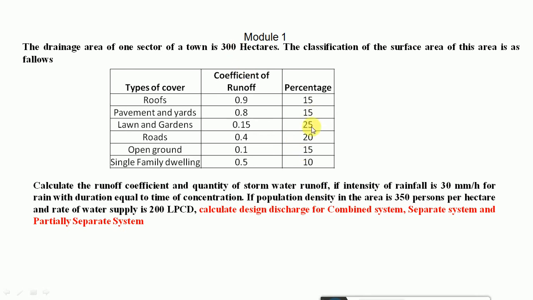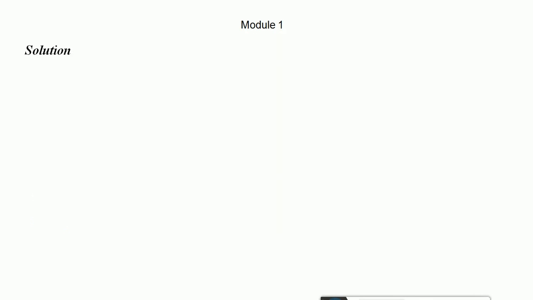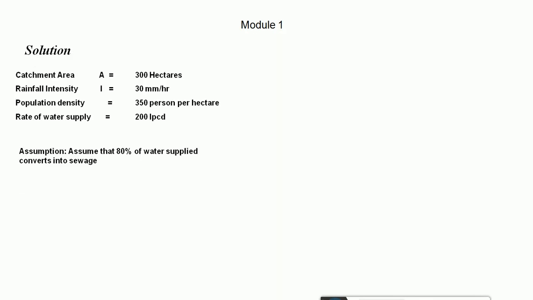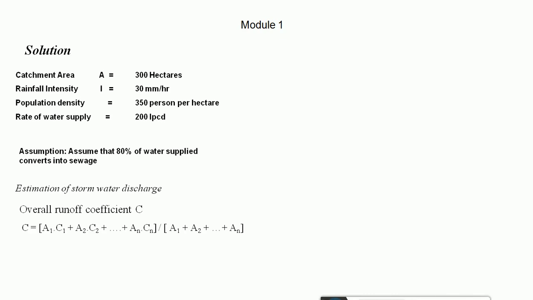For this, the intensity of the rainfall is 300 mm per hour with the duration equal to the time of concentration. The population density in the area is 350 persons per hectare and the rate of water supply is 200 LPCD. We have to calculate the design discharge for the combined system, separate system, and partially separate system. In this case, we first have to obtain the estimation of the stormwater flow and the wet weather flow.